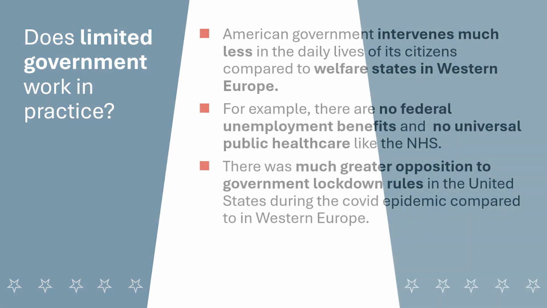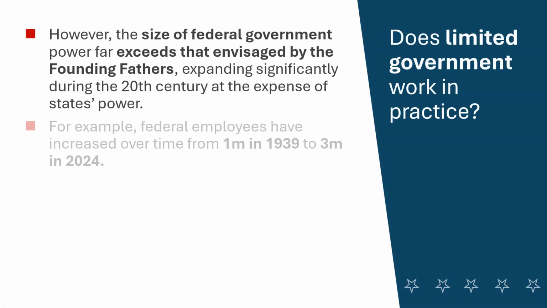However, the size of federal government power far exceeds that envisaged by the Founding Fathers and expanded significantly during the 20th century at the expense of states' power. For example, federal employees have increased from 1 million in 1939 to 3 million in 2024.